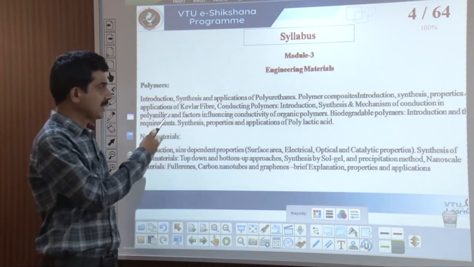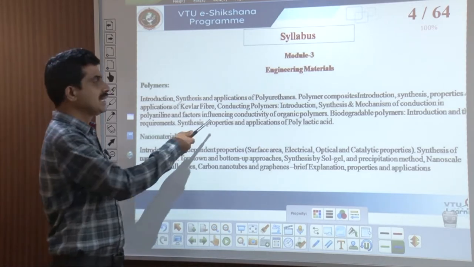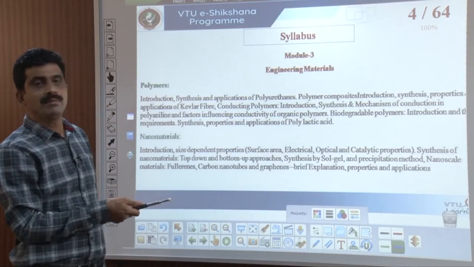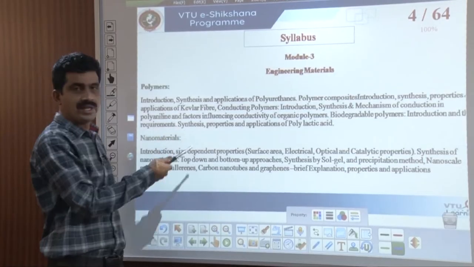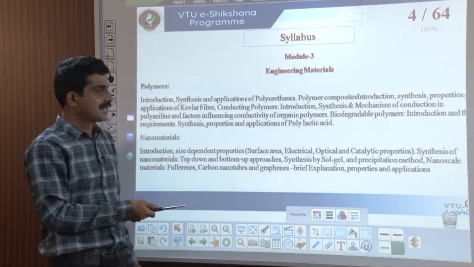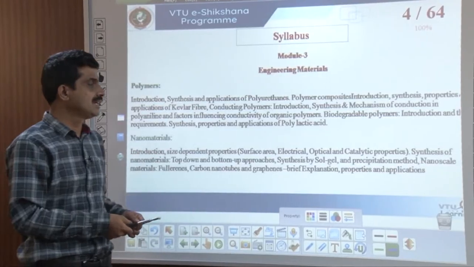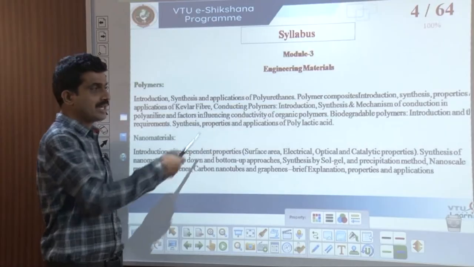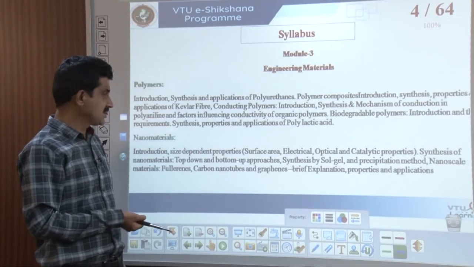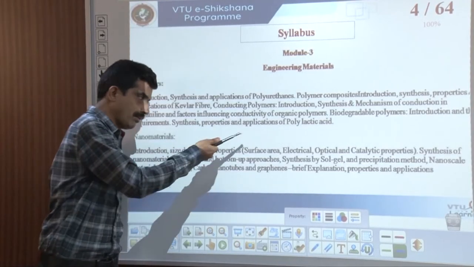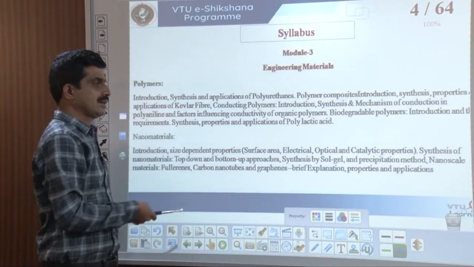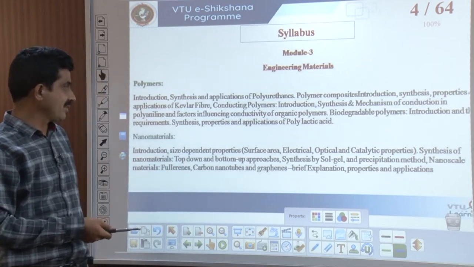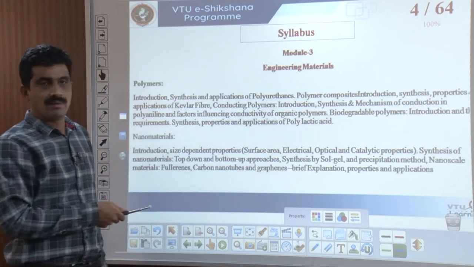the properties and applications of Kevlar, and the concept of conducting polymers, what are conducting polymers, then the mechanism of conduction in polyaniline, how polyaniline conducts electricity, then the different factors affecting the conduction in organic polymers, then the meaning of biodegradable polymers, what are biodegradable polymers, how the very important commercially used biodegradable polymer, polylactic acid, is synthesized, all this we will be learning in module 3.